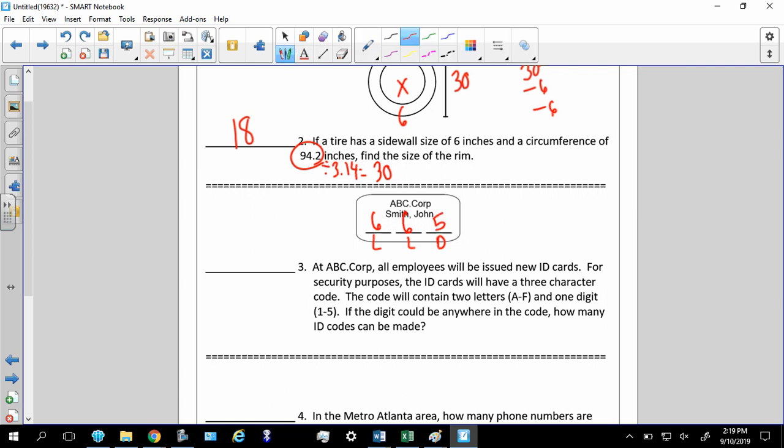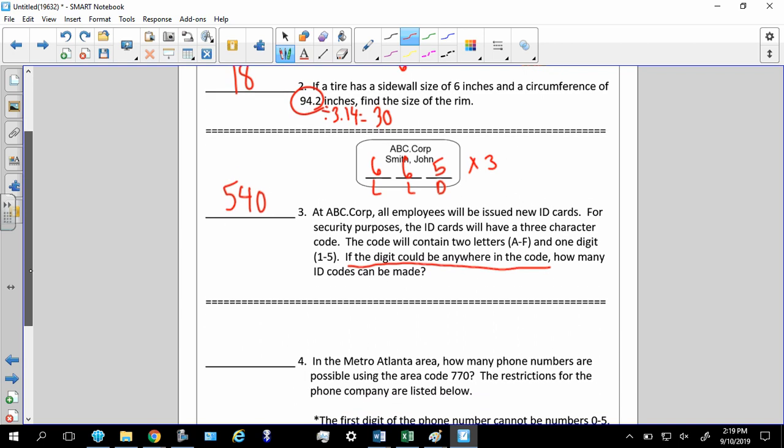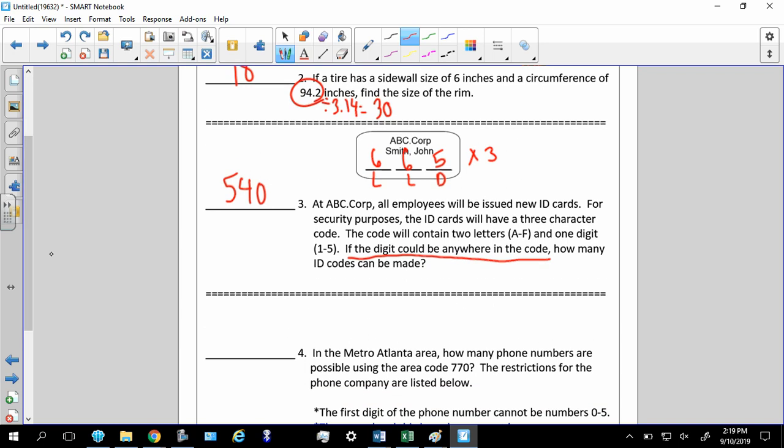All right. Now here is the little hint. The digit could be anywhere in the code. There's 3 blanks on where that digit could be. I'm going to times it by 3. You do the math, you get 540. 540 possible things here.